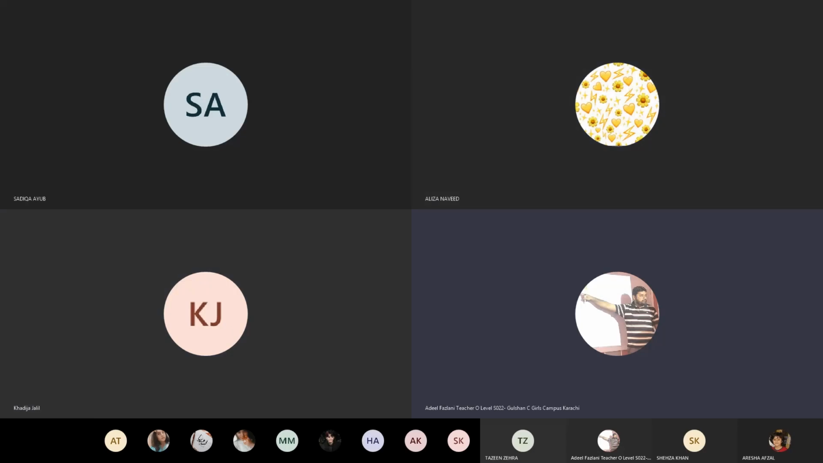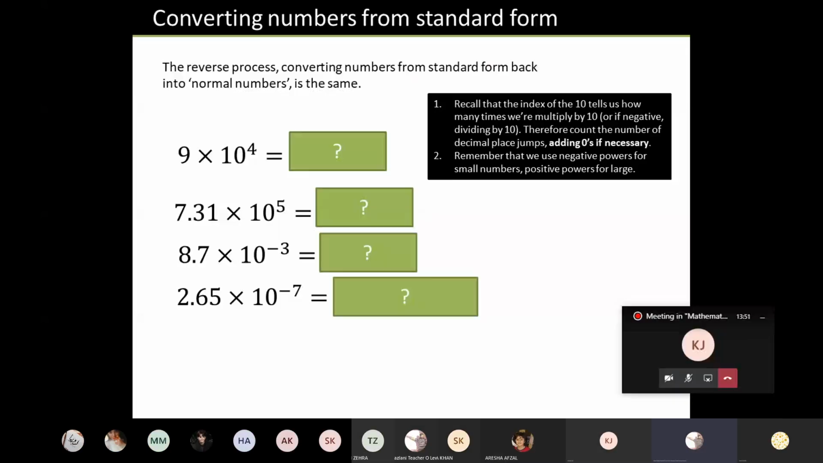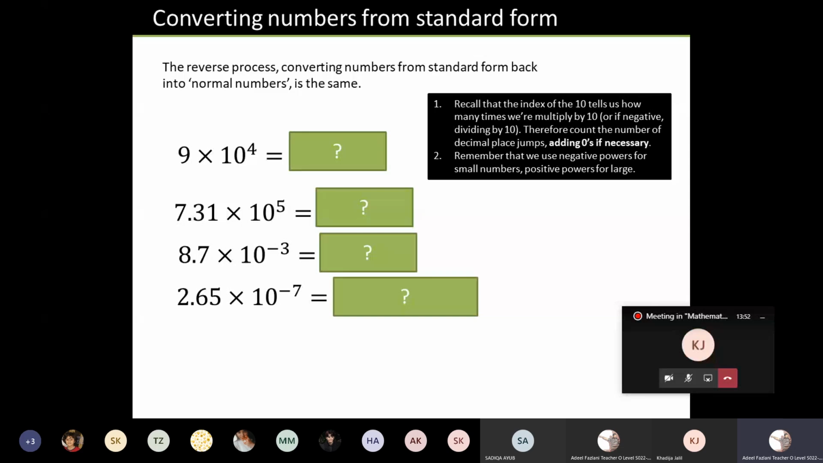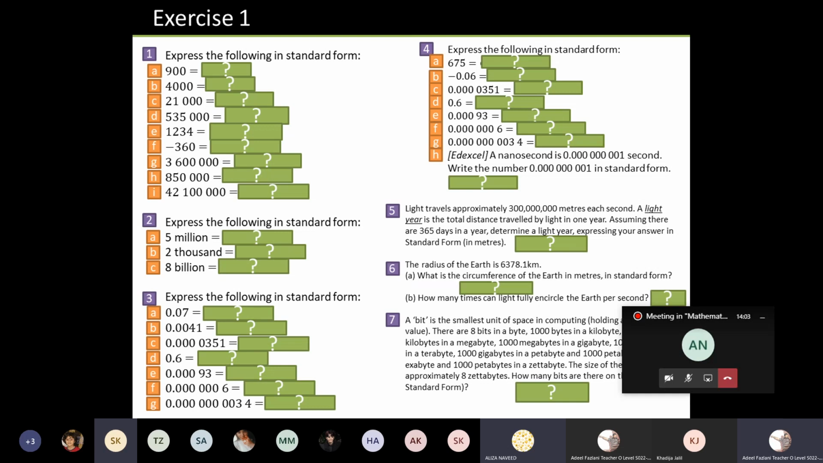Was this assignment given to you in the student form, and was this the slide that was given to you as a home assignment? Yes. No, sir. No. Was this assignment given? Yes, sir, till 3.